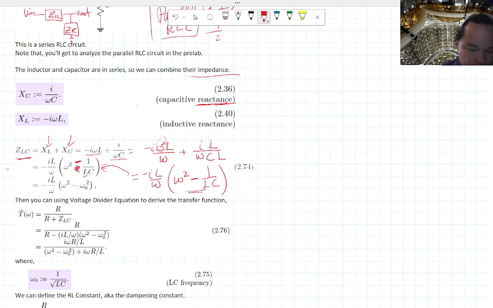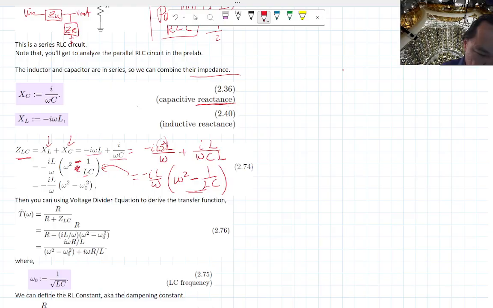Okay. That's sort of interesting because if omega squared is exactly equal to 1 over LC, this term completely goes to 0. Therefore, the impedance of your inductor and capacitor combined together goes to 0. It becomes just a wire, which is sort of neat. So in that case, V in becomes V out, because we're taking the V out through the inductor and capacitor. This is known as the resonant frequency.